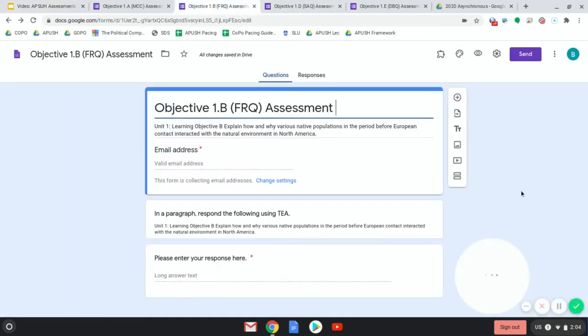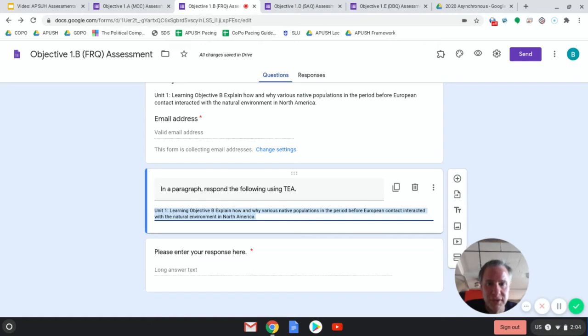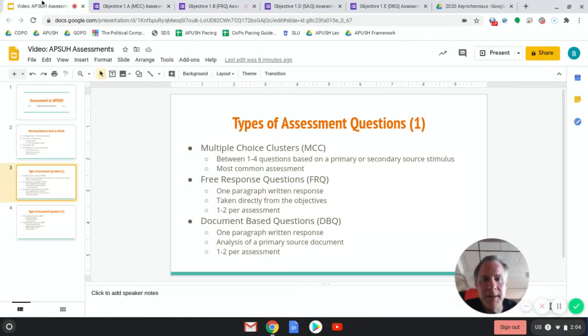So here is what an FRQ question may look like. You see right here, here is the learning objective B in this case. And what you have to do is just answer that question in a paragraph using the structure that we're going to give you. Next up are called document-based questions.